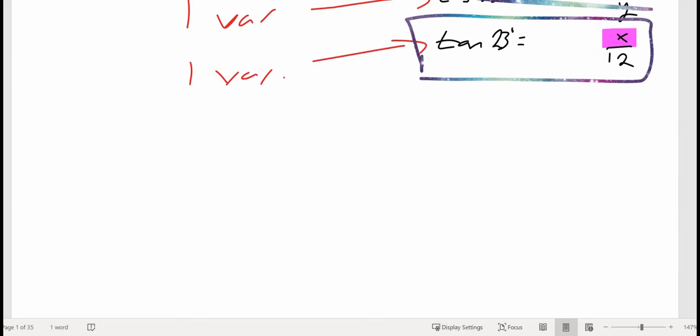How do you get x by itself? No. I don't even care what that number is, okay? Just tell me what process, what step do I need to take to get x by itself? Multiply 12 with both sides, right? So that would just be 12 times tangent of 23.